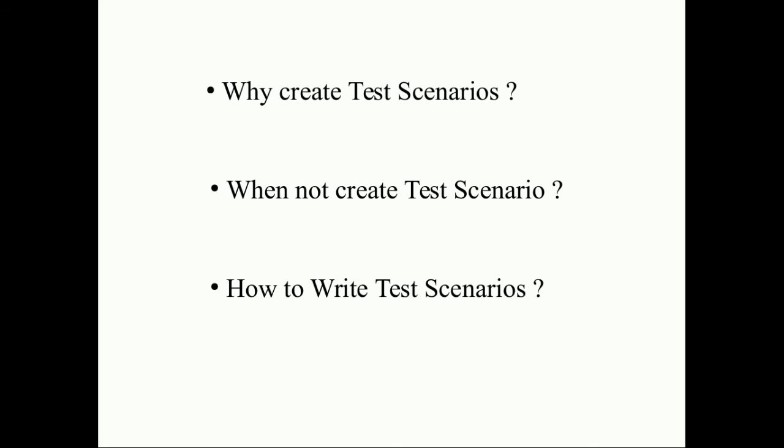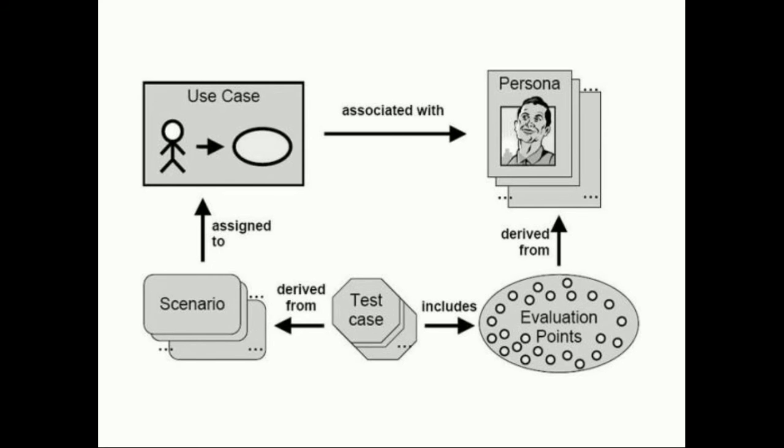So these are the things through which we can write test scenarios, and there are certain things through which we can design a good number of test cases. Now we can see in this diagram that the scenarios are assigned to the use case, which is associated with the persona. These scenarios are derived from the test cases, and this persona is derived from the evolution point. From this diagram we can understand how we can create the test scenario and use those test cases for the test scenarios.